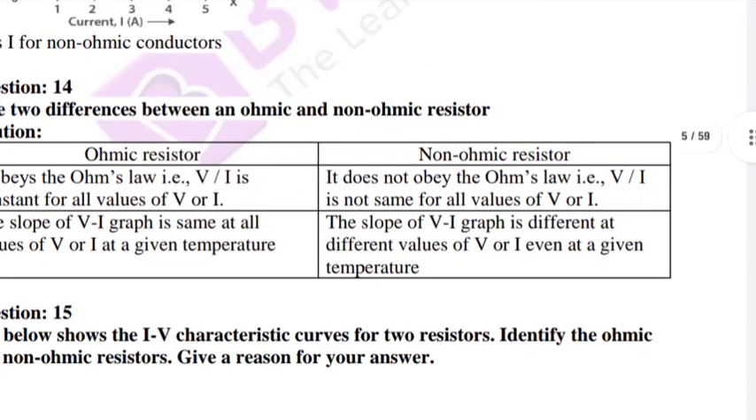Now the difference between ohmic and non-ohmic resistors. An ohmic resistor obeys Ohm's law, i.e. the potential difference divided by current is constant for all values of potential difference or current. A non-ohmic resistor does not obey Ohm's law, and the potential difference divided by current is not the same for all values. That means the graph will not be a straight line. In an ohmic resistor, the slope of the V-I graph is the same at all values at a particular temperature. For a non-ohmic resistor, the slope of the V-I graph is different at different values of V or I, even at a given temperature.